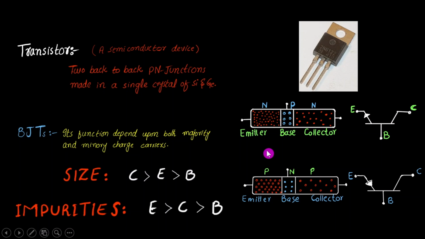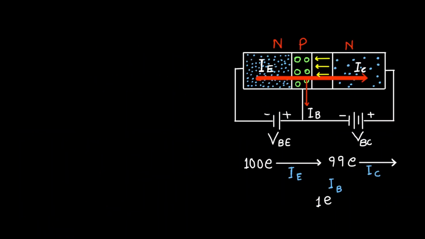If we connect the external voltage here, this is the voltage between the base and the emitter, so we call this voltage VBE. Similarly, if we connect one terminal of the battery to the base and the other terminal to the collector, this voltage we call the base collector voltage.